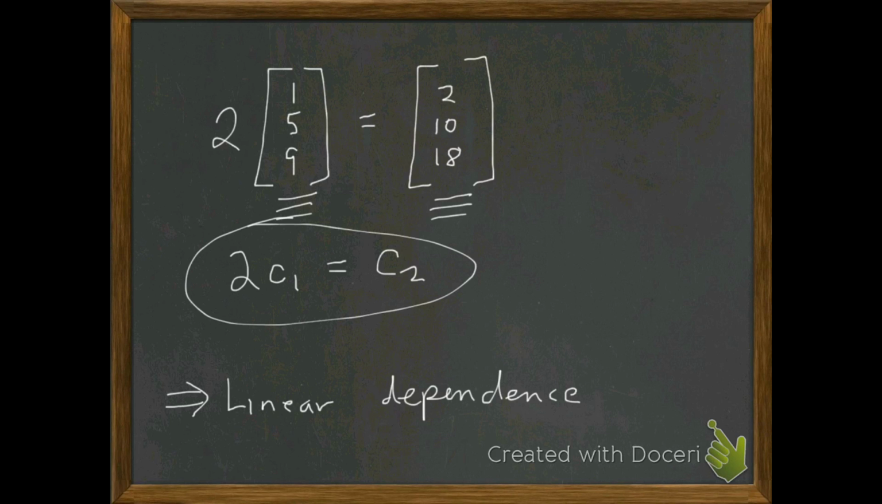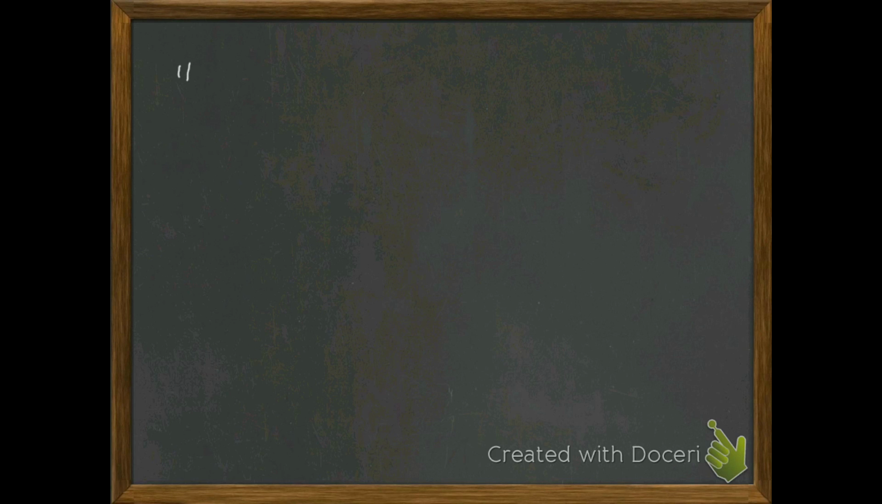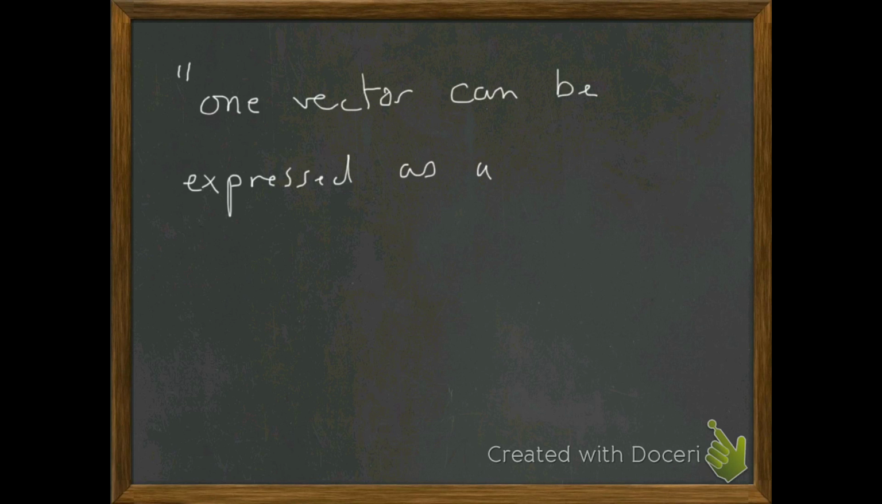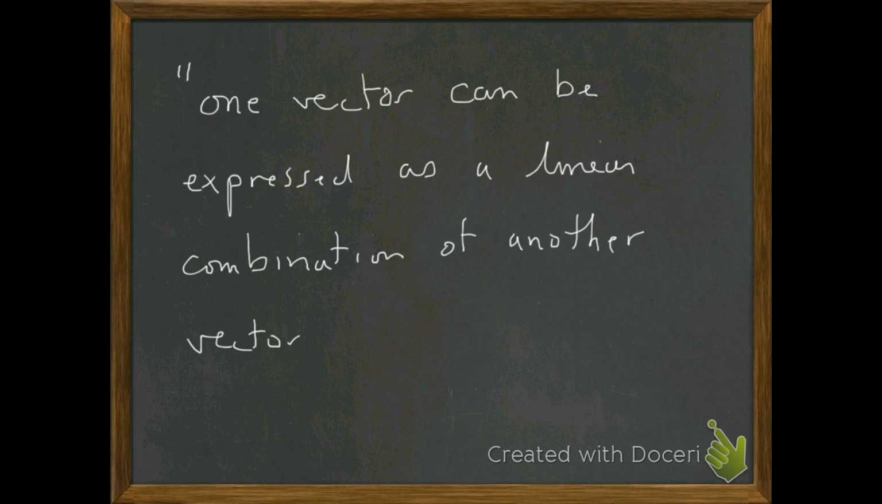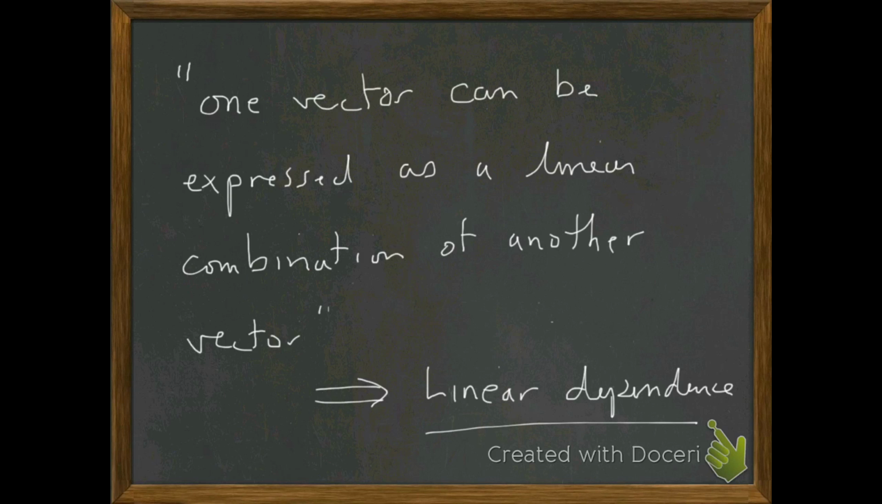So let's just put this in. When one column vector, and actually it works for rows too, can be expressed as a linear combination of another vector, again column vector in our case, then this leads to linear dependence. And linear dependence is bad.